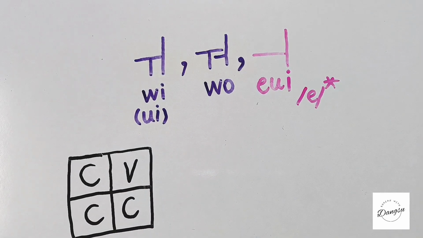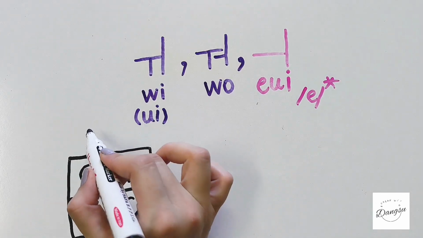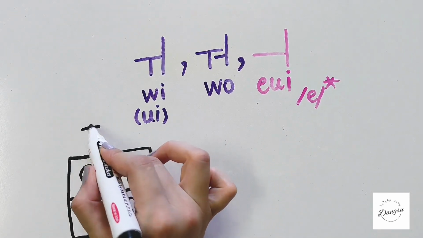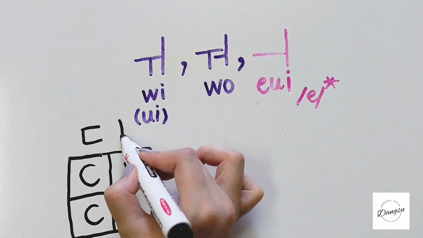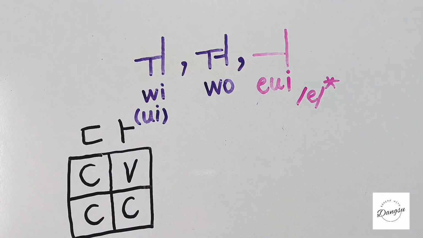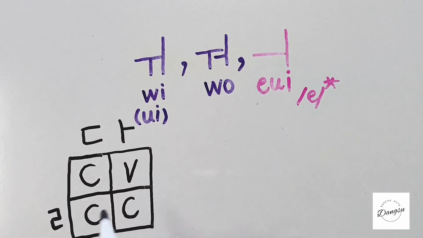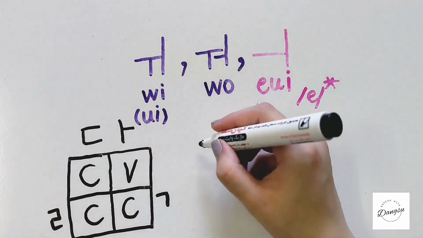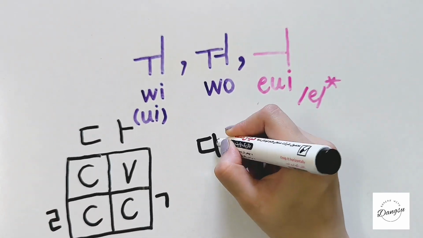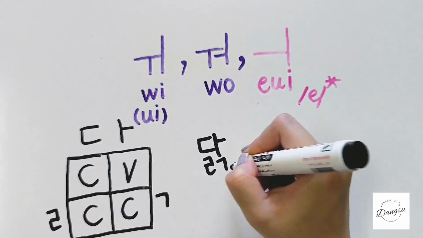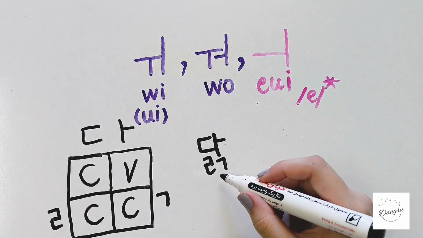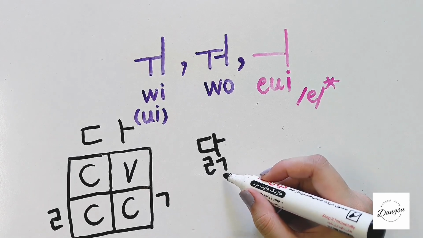For example, we have 리을 and 기억. Let me write it here so you can see. If we put them together, 닭, it means chicken or hen. 닭.